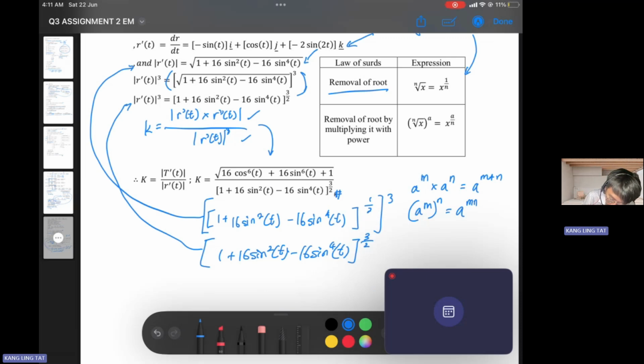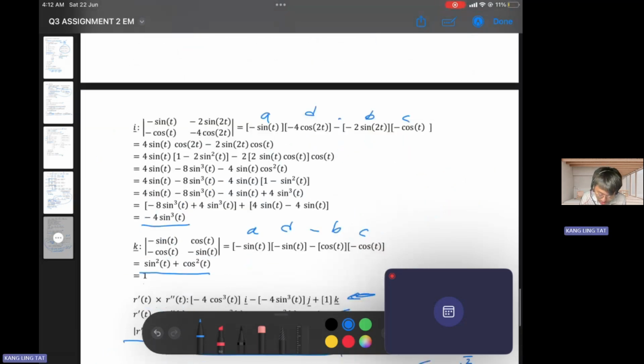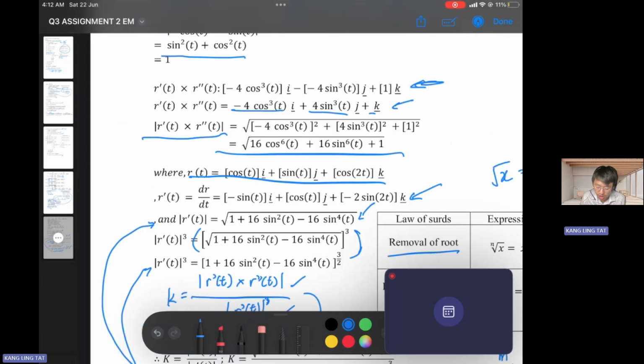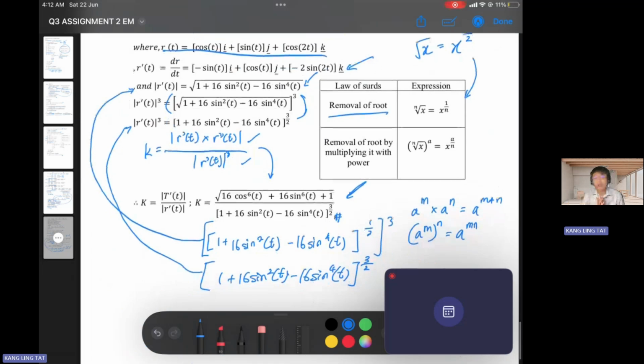So basically this is going to be our answer for the curvature of the vector function r in terms of t, where r of t is cos t times i plus sine t times j plus cosine 2t times k. So basically that is all from me for question 3.